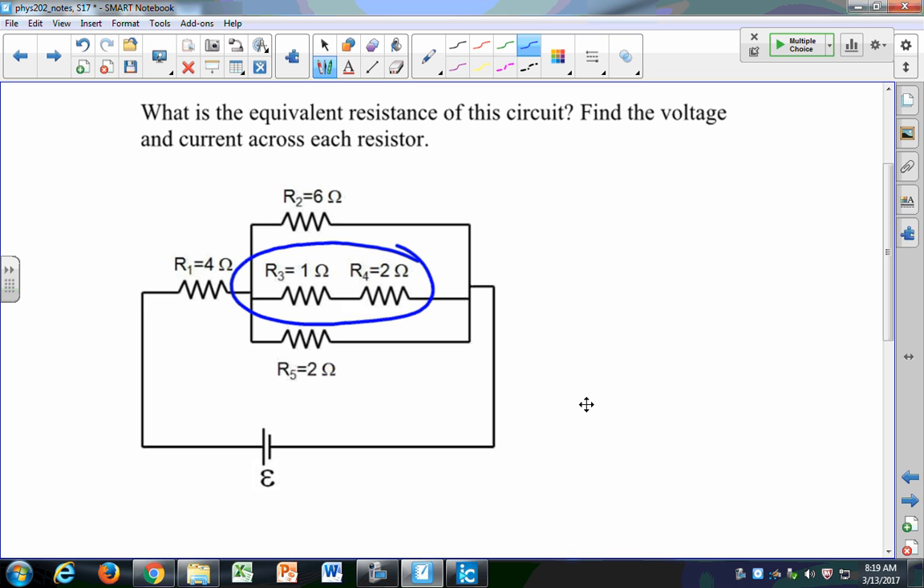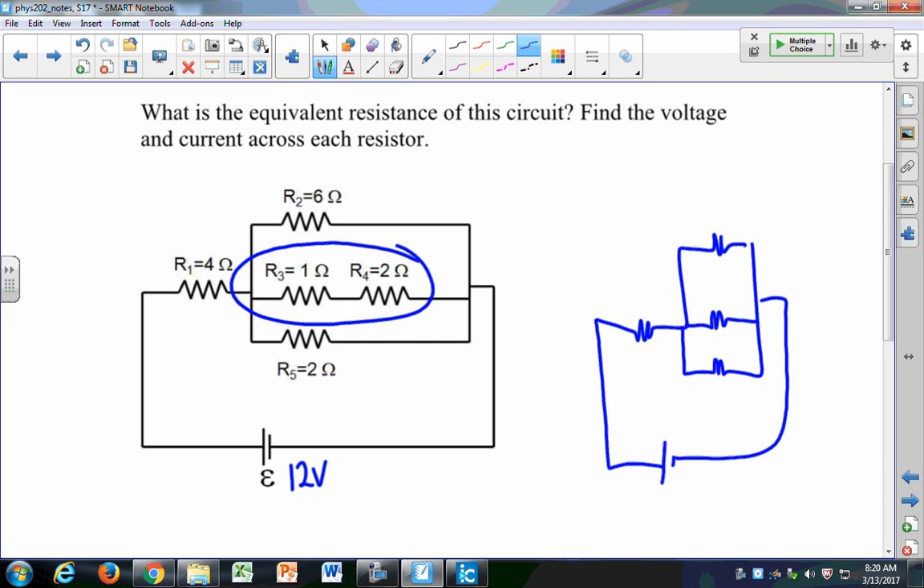I'm going to redraw the circuit each time I find an equivalent. I recommend that you do the same just for now while you're learning. So we're going to give this 12 volts. I'm going to start redrawing this a little bit. Got 4 ohms, 6 ohms, 3 ohms, and 2 ohms. Now I find the equivalent of the 6, 3, and 2.